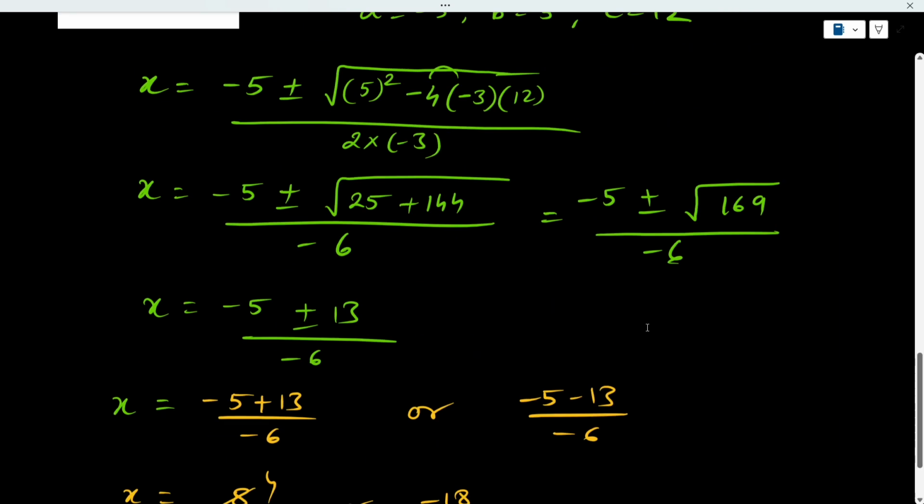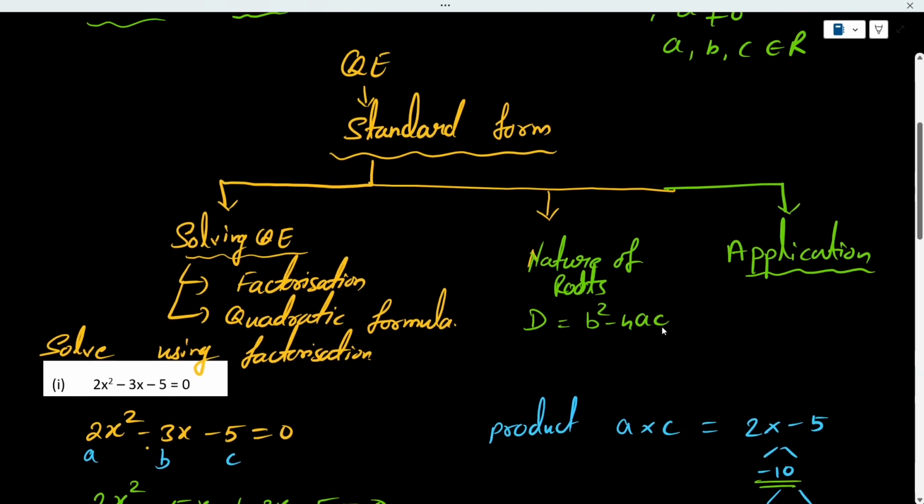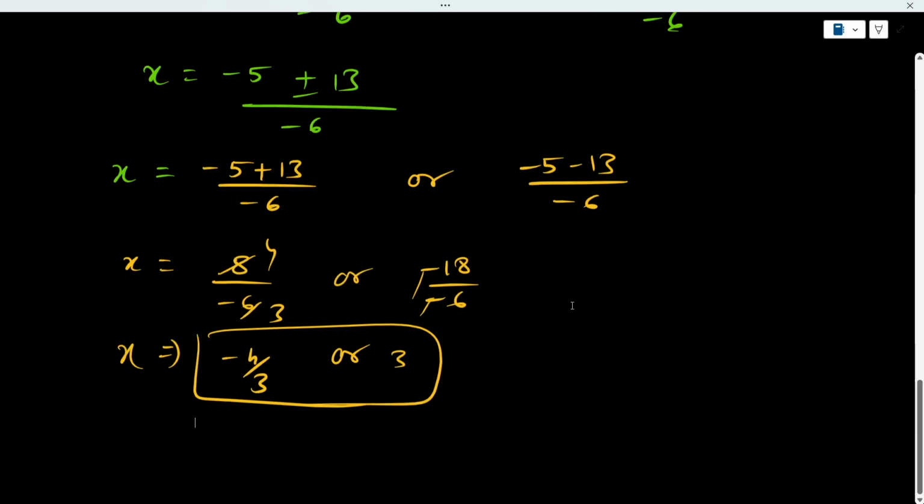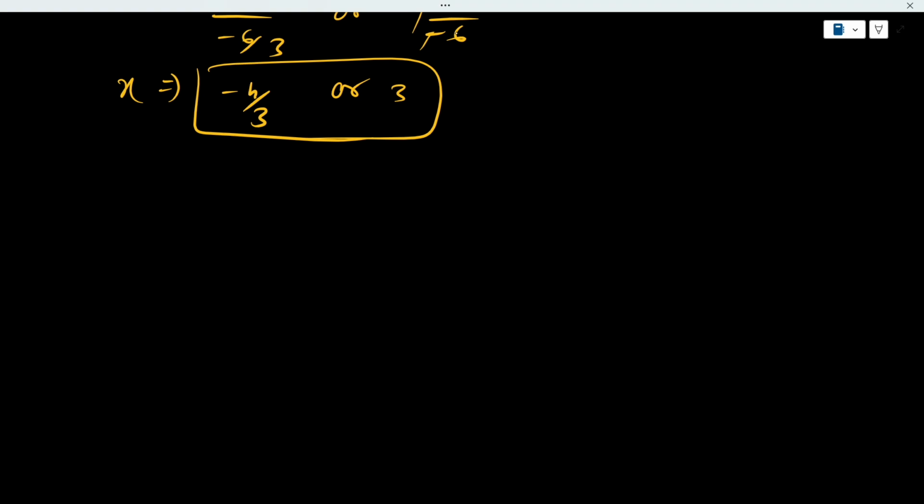Now after that, you have seen how we take it. What is the second part here? Nature of roots. How do we take nature of roots? We take which kind of solution you get. That's called nature of roots, right? Nature of roots or solution or zeros. How do we get the nature of roots here?